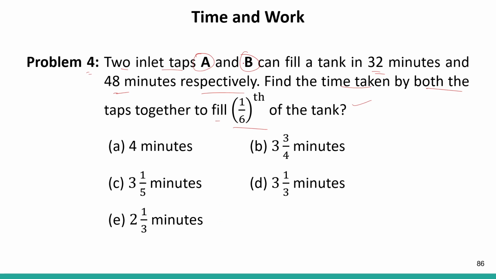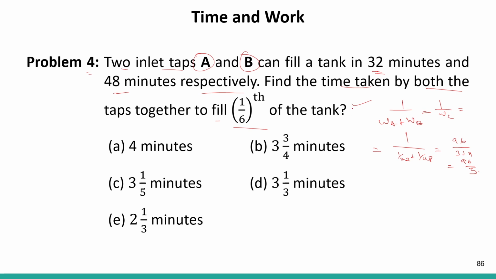Okay, so A and B are two inlet taps and they can fill the tank in 32 minutes and 48 minutes respectively. So the combined work rate WA plus WB is unknown to us. So this will be equal to 1 by 32 plus 1 by 48. So the common denominator will be 96, and it will be 3 plus 2, which is equal to 5 by 96.